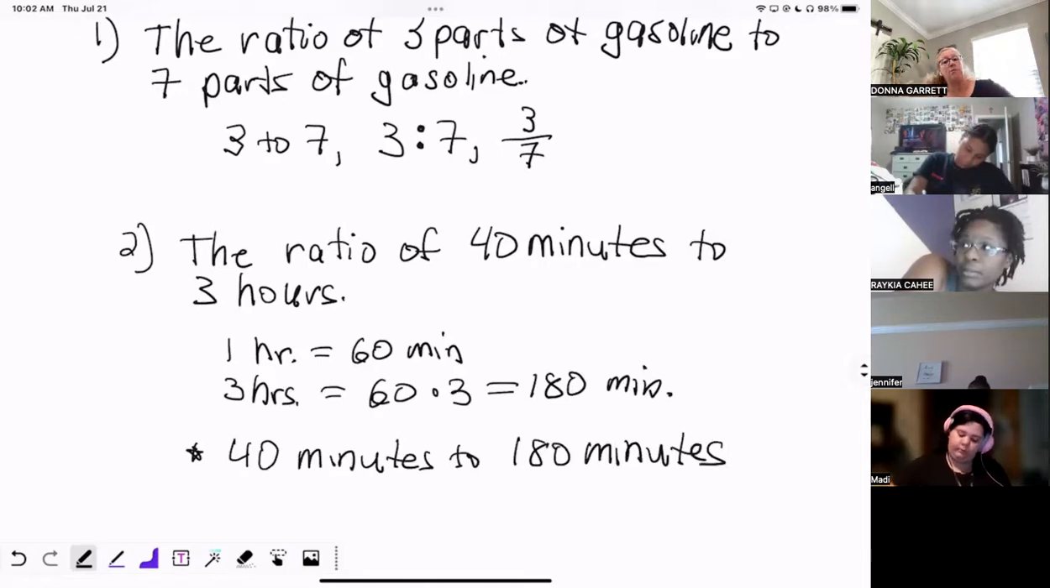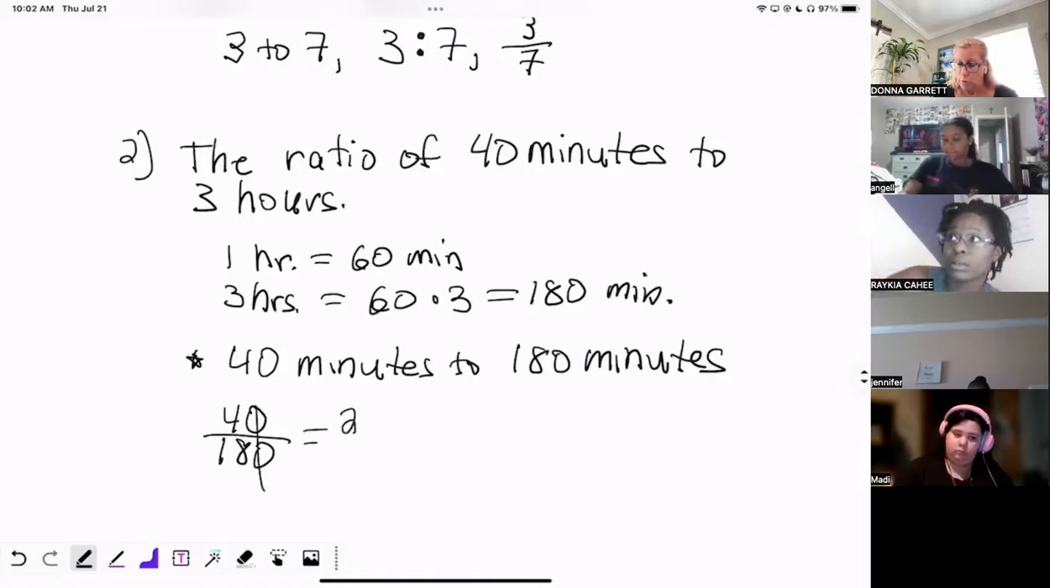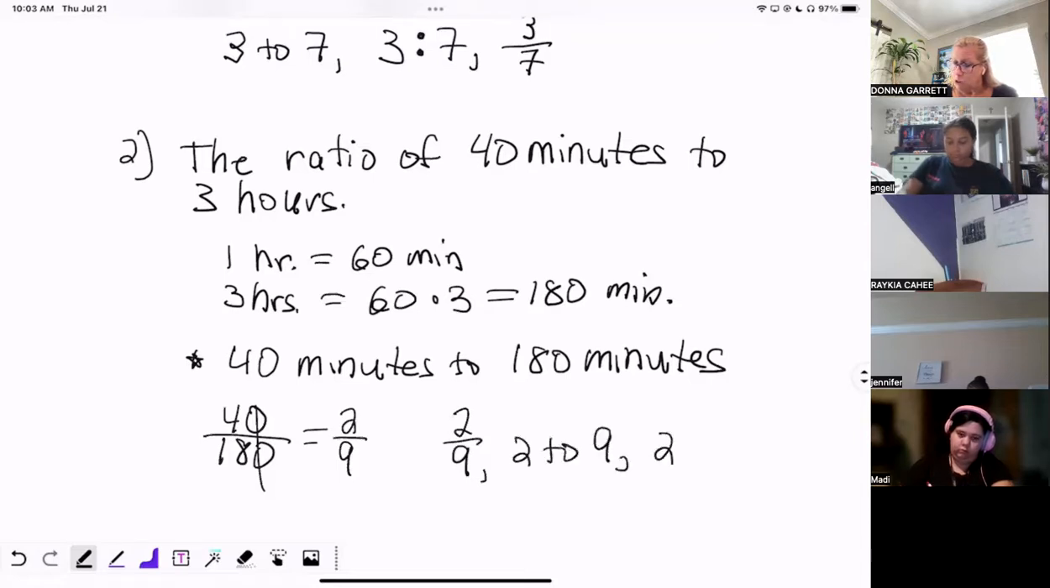By the way, ratios are also just like fractions. You can simplify them. So I'm going to start with a fraction, 40 over 180, because I'm going to simplify it. I can divide by 10, and then I can divide by 2, giving 2 over 9. So that's my ratio, 2/9. That means I can also write it as 2 to 9, or 2 colon 9. They're my three ways to write ratios.